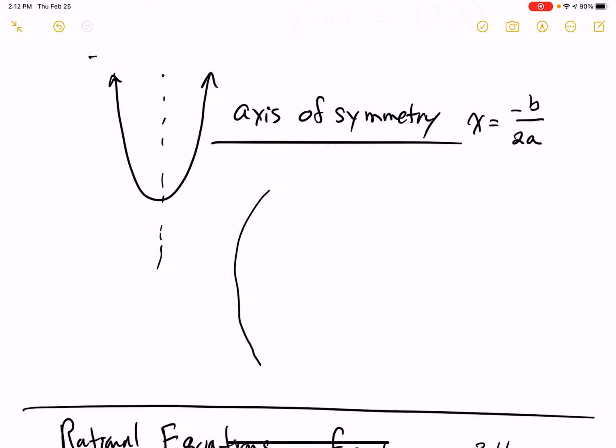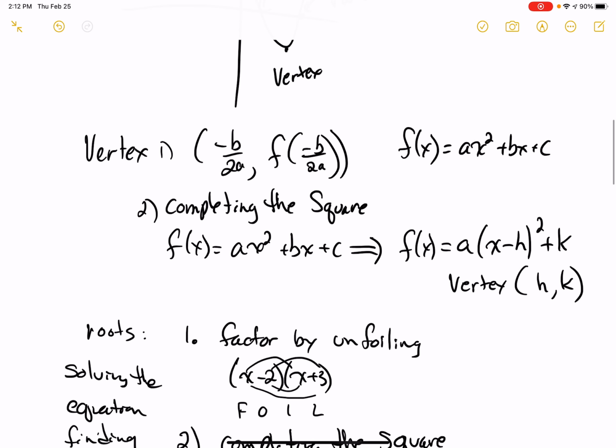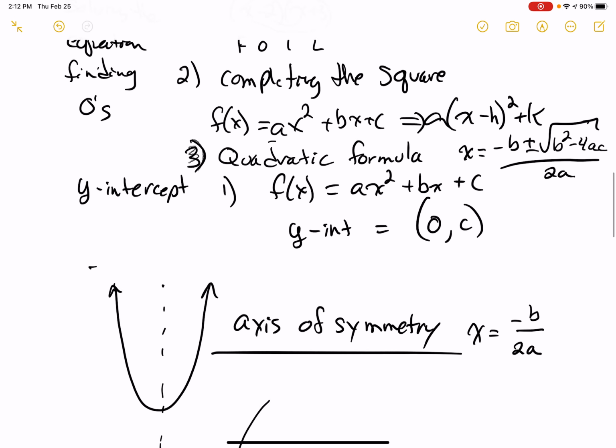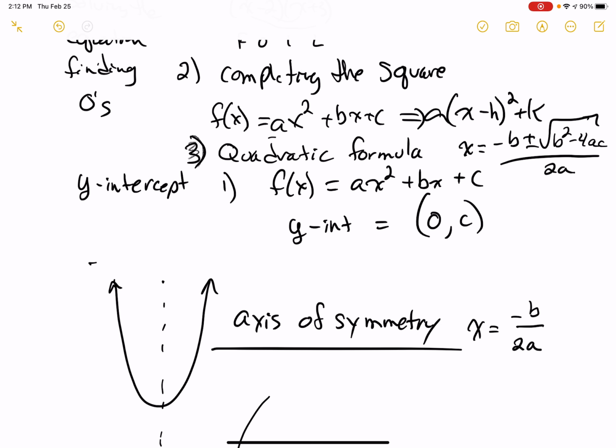Now, it sounds like we have a lot of formulas here that we need to memorize. But notice that we have minus b over 2a for your axis of symmetry. To find your vertex, it's minus b over 2a. In your quadratic formula, it starts with minus b over 2a. So this theme of minus b over 2a is prevalent through all of these things that we're going to be using.